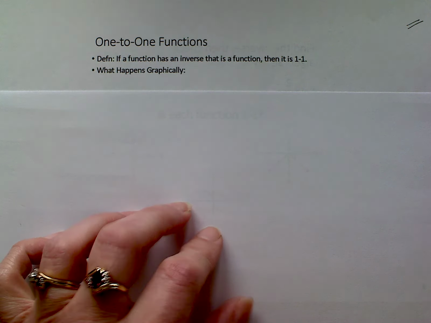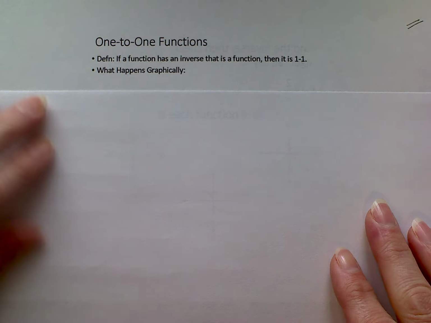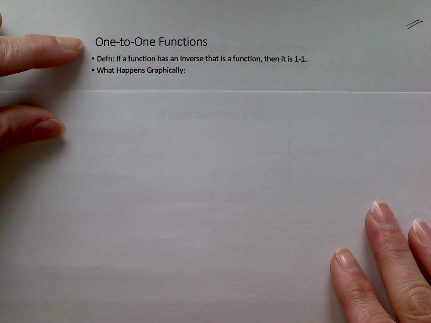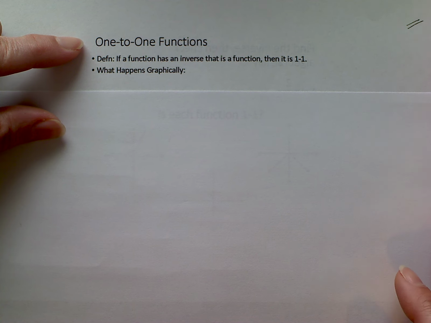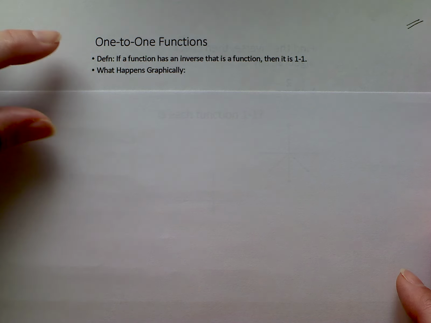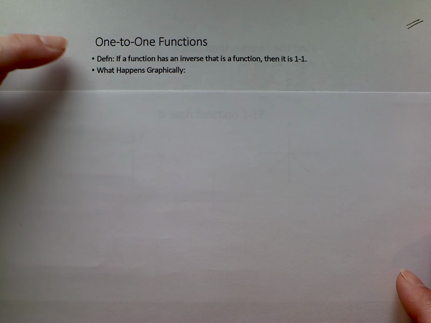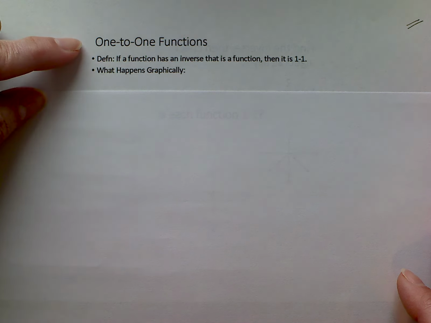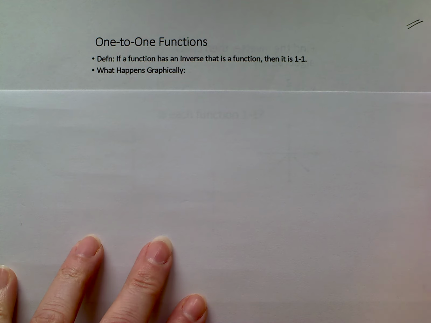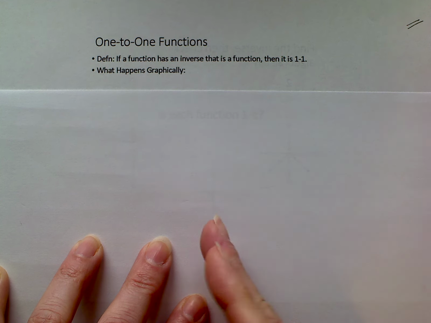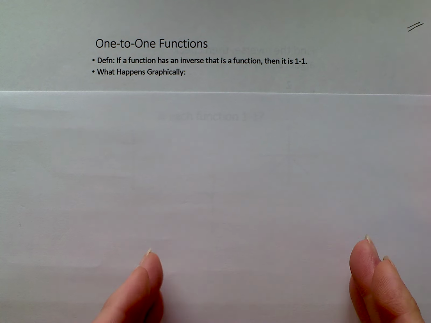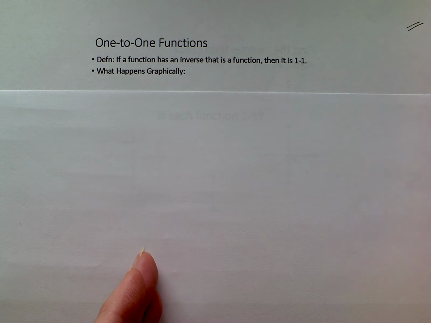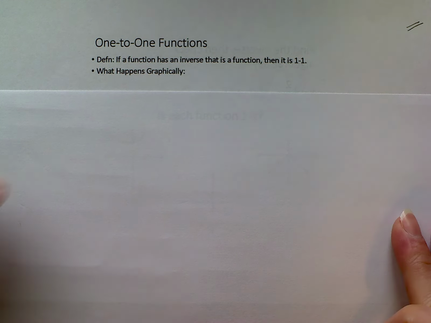Okay, for this one I have a new word for you. It's called one-to-one. First of all, if we know something is a function, that means every x has its own y. That was something we learned quite a while back. In a function, every x has its own y. If it is one-to-one, then every y also has its own x, which means every x and y are paired singularly. Every x has its own y, and every y has its own x.